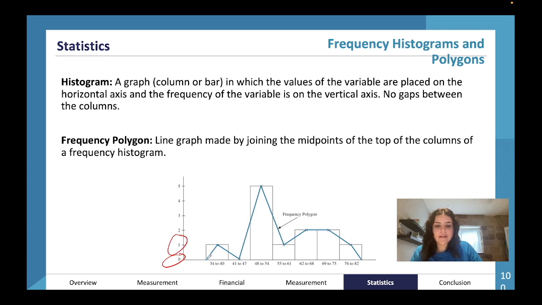What it's doing is there is one person who is 34 to 40. No one is 41 to 47. 5 people are 48 to 54. We've drawn bars for each of those. Now we've done the number of people.